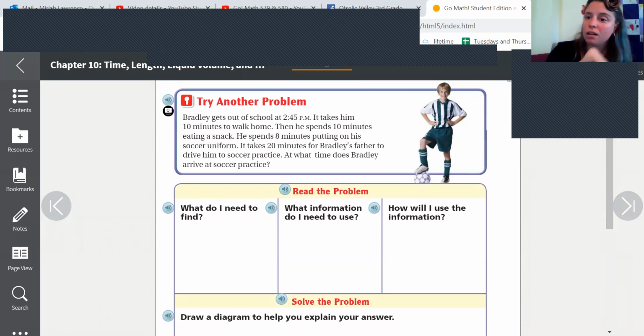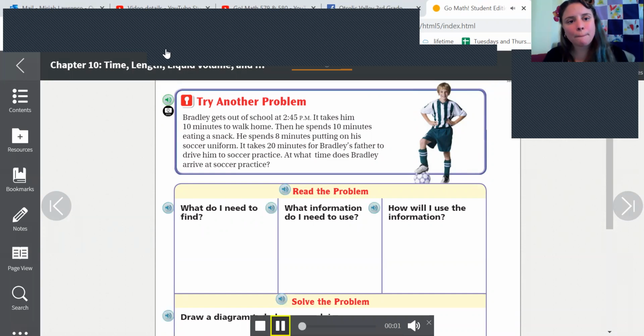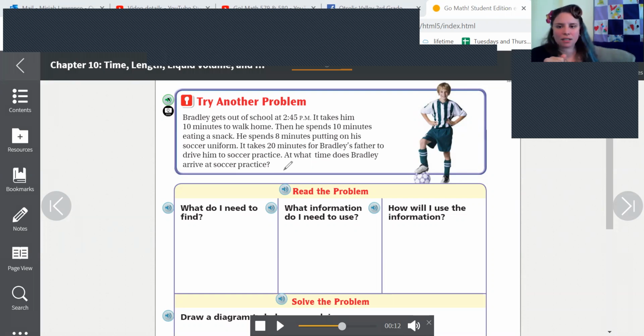Let's read it. Well, actually, I'll have them read it for us. He spends 8 minutes putting on his soccer uniform. It takes him 20 minutes for Bradley's father to drive him to soccer practice. At what time does Bradley arrive at soccer practice? First things first. What is it asking us to find?